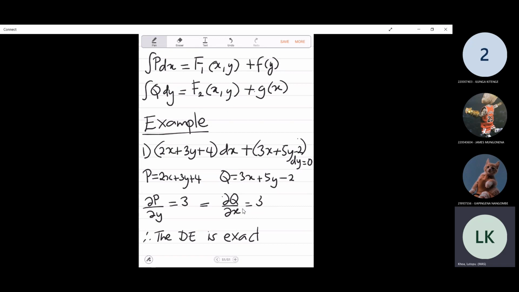Okay, now the way we solve it is we have to integrate either p or q. Which one you choose is really up to you. If I choose to integrate p, I must integrate it with respect to x. If I choose to integrate q, I must integrate it with respect to y. So here I will integrate p.